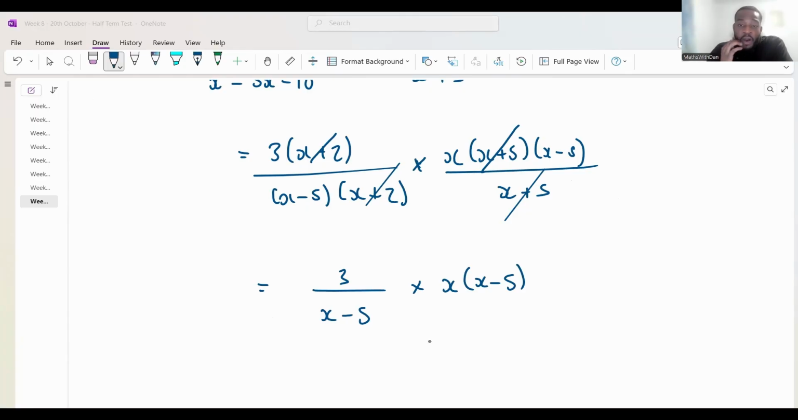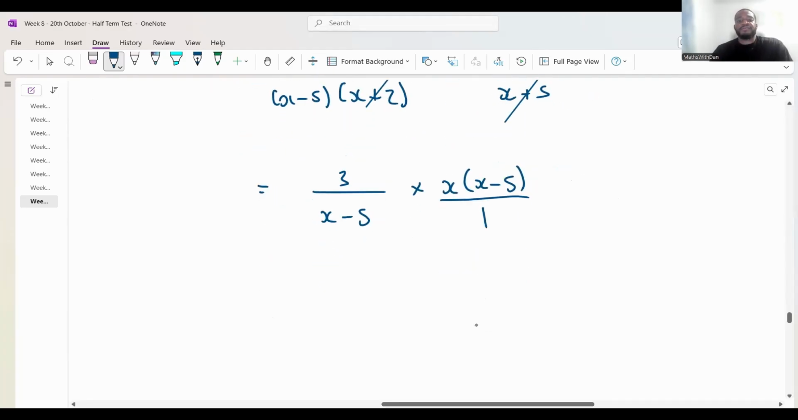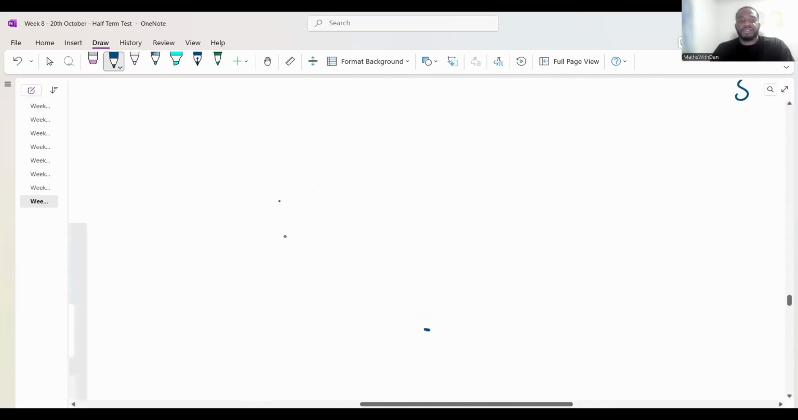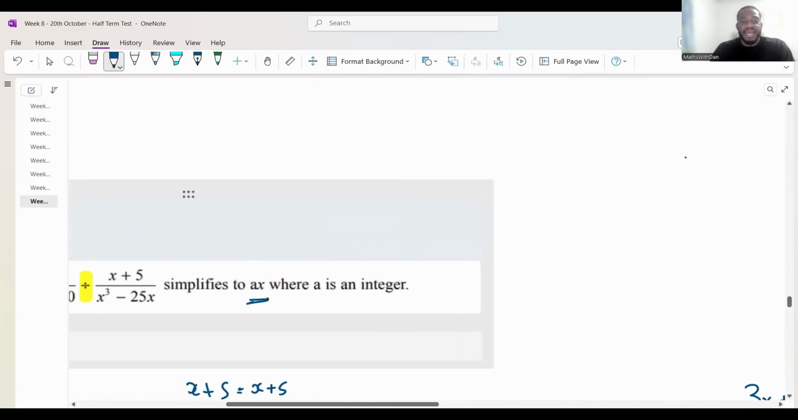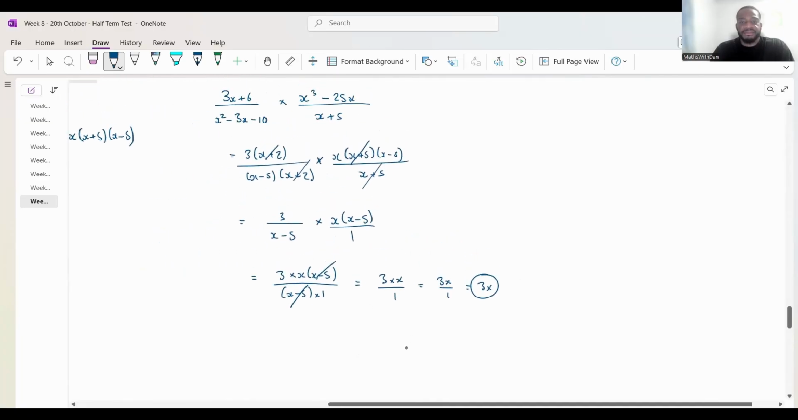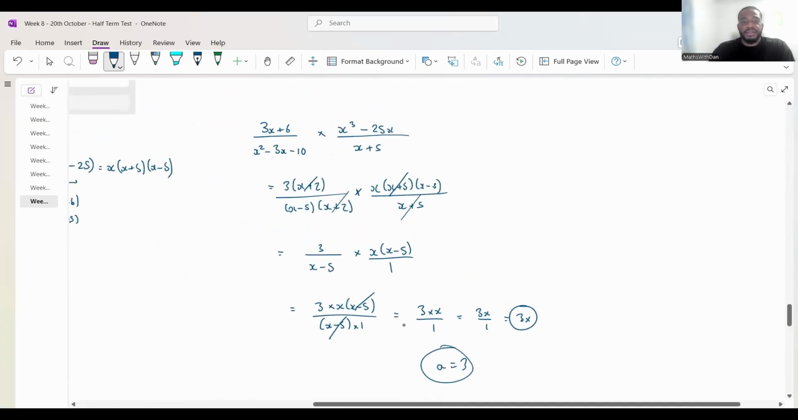And then we are multiplying by this here. We can put this over 1, can't we? So we can combine this even further. So it's just literally going to be 3 times x, x minus 5, over x minus 5 times 1. What could we see here? Well, that cancels with that. So you just have 3 times x divided by 1, which is 3x over 1. So it's 3x. And that's exactly what it asked us to prove. They said, show that it simplifies to ax, where a is an integer. a is equal to 3. And that is it. Does that make sense, guys?